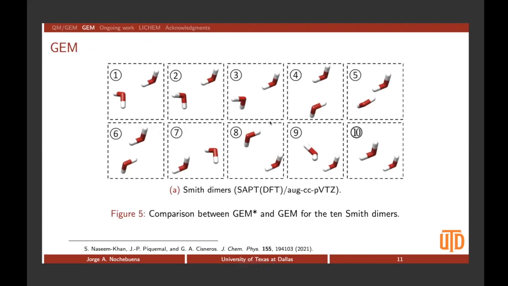To parameterize the exchange repulsion and dispersion charge transfer terms, the ab initio reference data are based on the 10 Smith dimers calculated with this level. These specific dimers are representative of repulsive and attractive interactions.